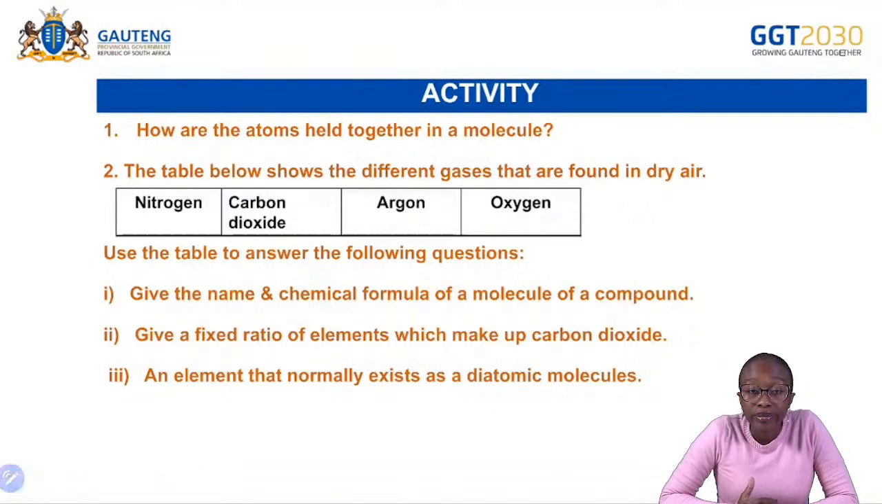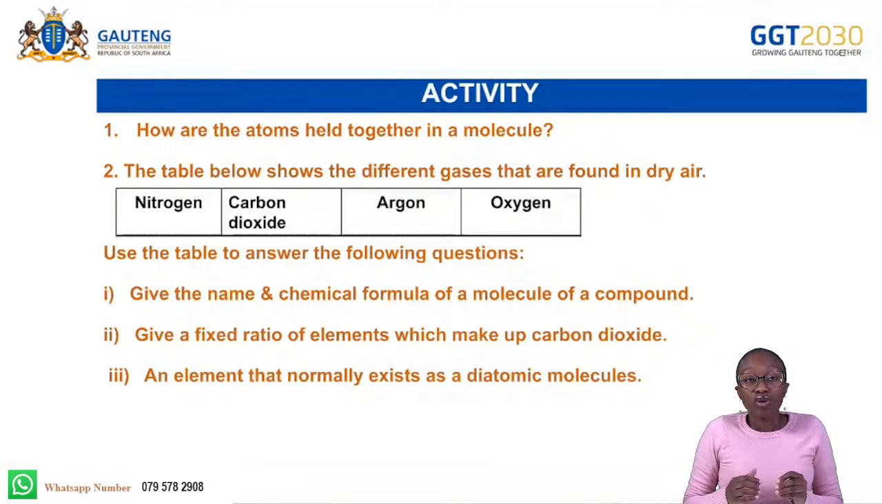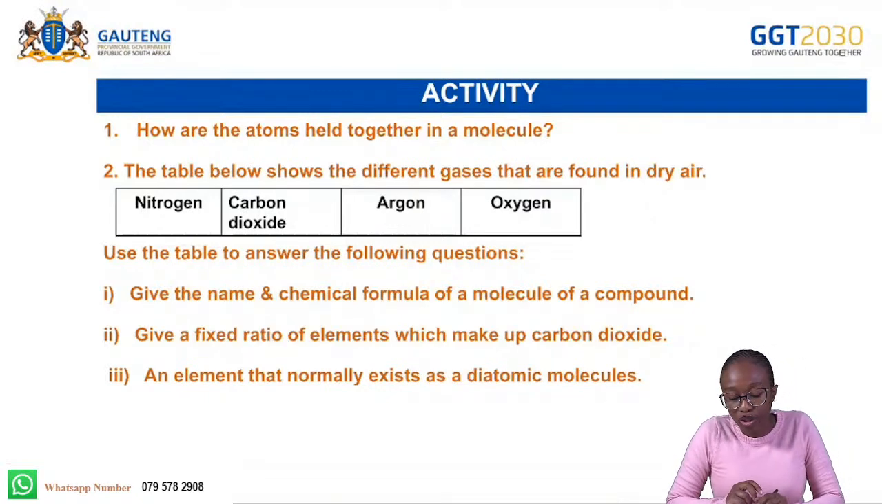Number one, how are the atoms held together in a molecule? Number two, the table below shows the different gases that are found in dry air. We have nitrogen, carbon dioxide, argon, and oxygen. So using the table, you need to answer the following questions. 1. Give the name and chemical formula of a molecule of a compound. 2. Give a fixed ratio of elements which make up carbon dioxide. And then number 3, give an element that normally exists as a diatomic molecule.